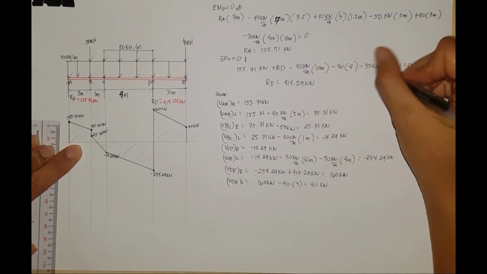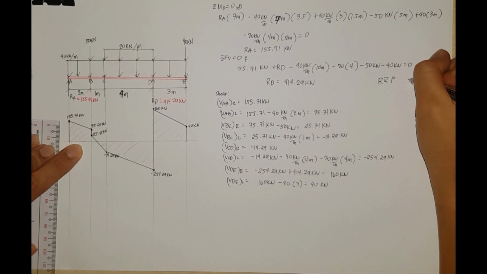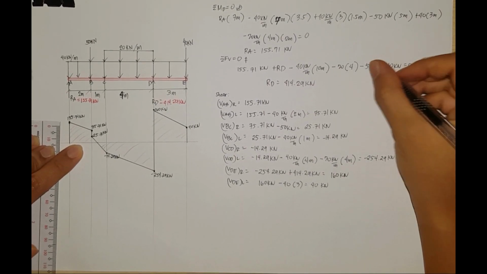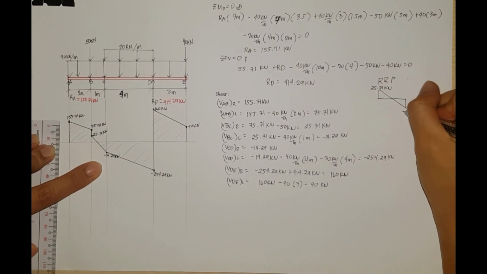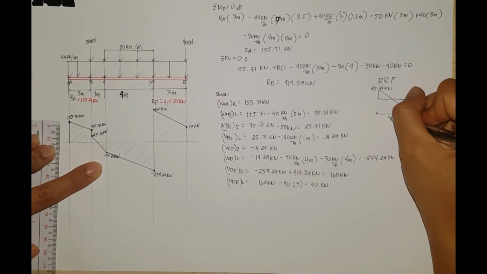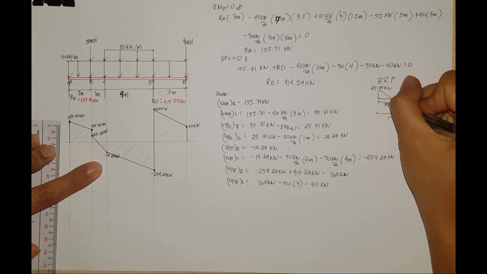Let's get it by ratio and proportion of segment BC. So, we have a segment BC. Drawing this, this is 25.71 kilonewton, and this is negative 14.29 kilonewton, and the length is 1 meter. Let us assume that this is X bar.